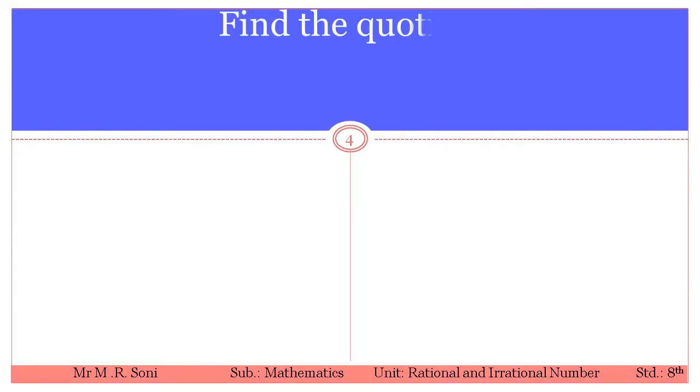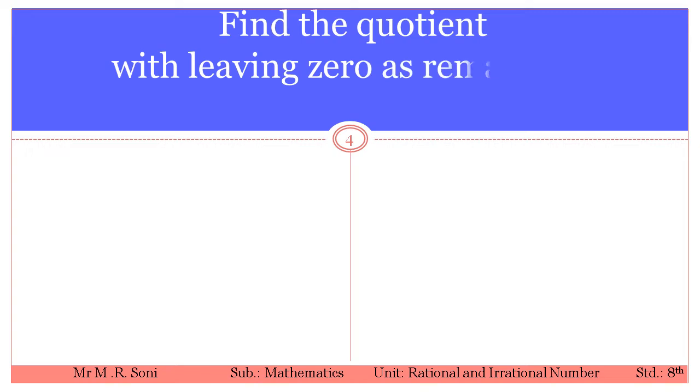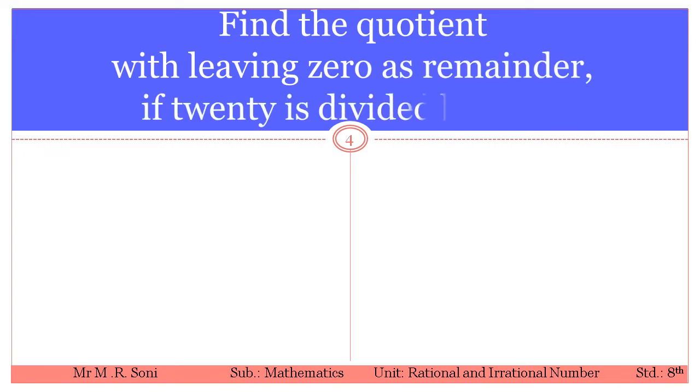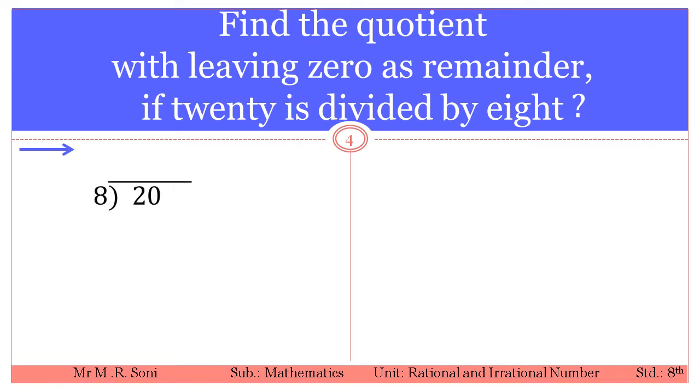Find the quotient, leaving 0 as the remainder, if 20 is divided by 8. You can pause the video and try. Once you are done, you can resume the video and check your answer. Let's solve it together. 8 is the divisor and 20 is the dividend. 8 2s are 16. Hence 2 is the quotient and 16 will be subtracted from 20, leaving 4.